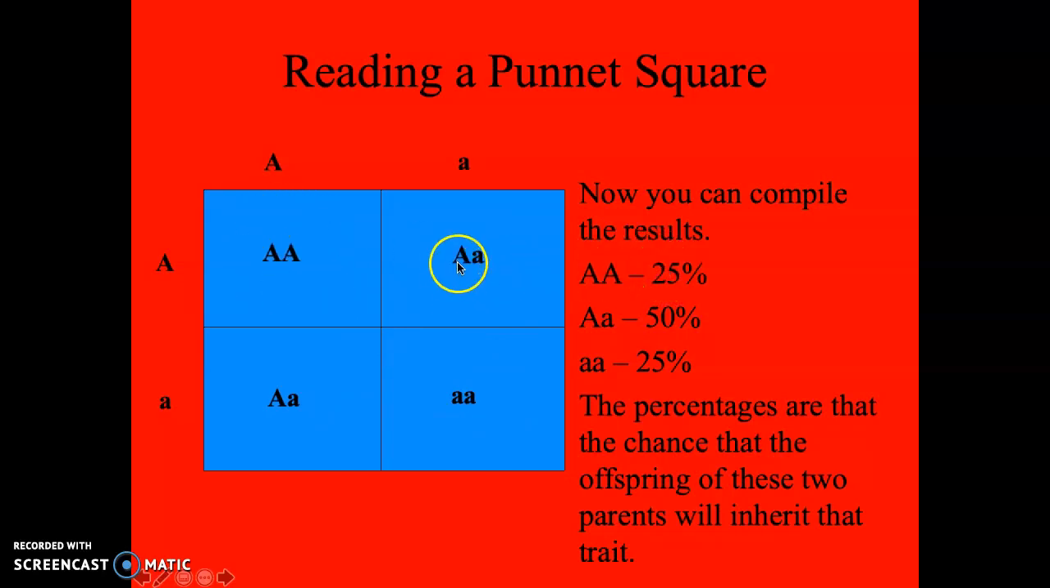Then we look for capital A, little a, and we have two of those. And remember, each of these boxes is 25%. So here's 25 and here's 25. So that is a 50% chance. Then lastly, we have two little a's, and it is the only two little a's in the four boxes. So it is a 25% chance. So these are the percentages that are the chance that the offspring of these two parents will inherit that particular trait.